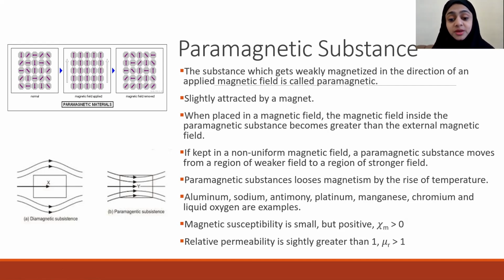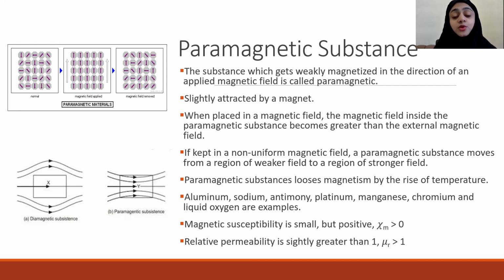Now, relative permeability is slightly greater than 1. So, the permeability inside the paramagnetic substance will be slightly more than that in vacuum. That is why the relative permeability is slightly greater than 1. So, paramagnetic substances have magnetic properties opposite to that of a diamagnet. They are magnetic in nature, but not very strong.